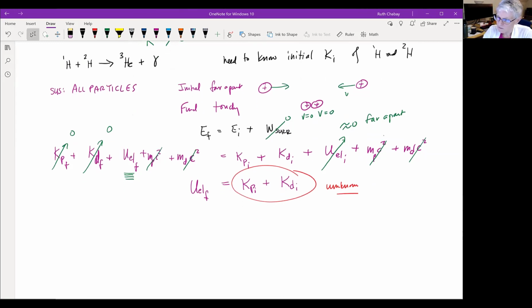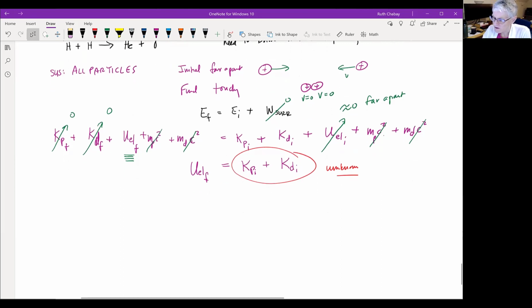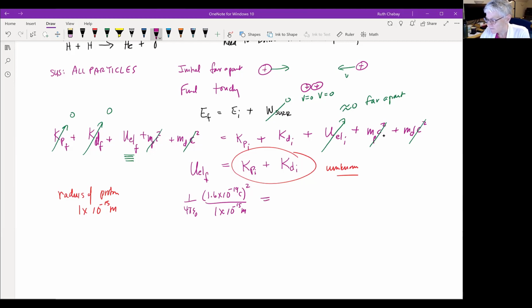Can we calculate this potential energy? Well, we can, actually, because all we need to do is use the radius of the nucleus. So we use the radius of a proton, which is about 1 × 10⁻¹⁵ meters. So we would have 1/4πε0, times the charge of a proton, 1.6 × 10⁻¹⁹ coulombs, and there are 2 of them, divided by 1 × 10⁻¹⁵ meters, which gives us the sum of the initial kinetic energies. So that's how fast they'd have to go in order to actually touch each other.